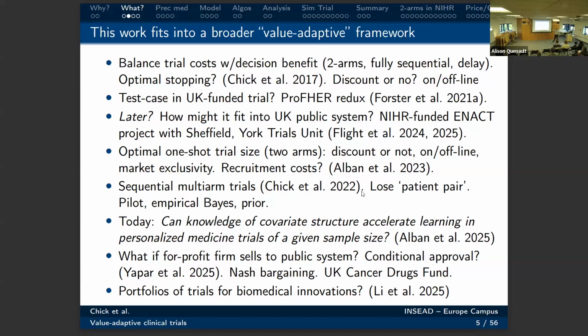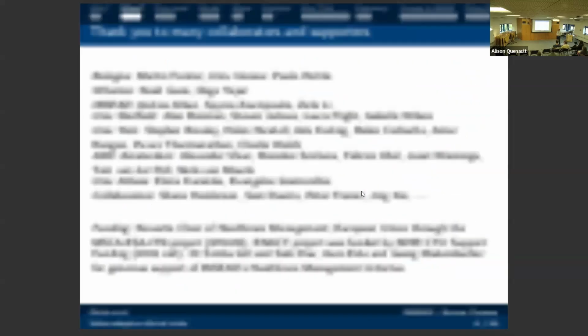There's also current work ongoing with my postdoc, Zyla Lee, and Shane Henderson over at Cornell. We're looking at whether you could be response adaptive, not only for one trial, but across a bunch of trials that an investor might have. It turns out that there can be some value in doing that. Okay, so that's the overall flow. Today, the focus is on whether knowledge of covariate structure can accelerate learning.